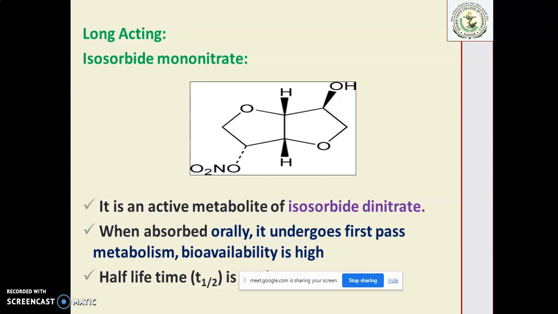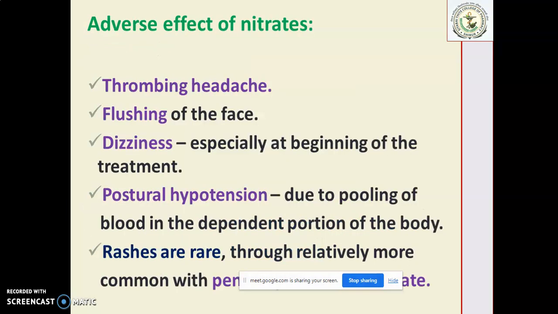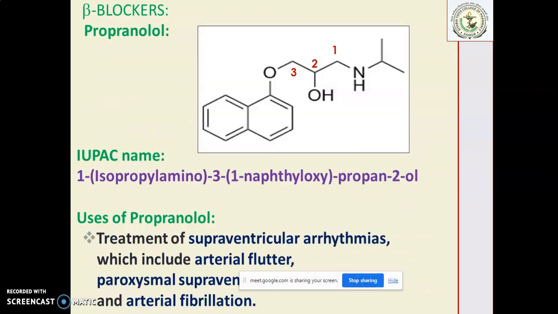When absorbed orally, it undergoes first pass metabolism. Bioavailability is high. Its half-life is given here so that long acting it is proved. Adverse effects of nitrates are common for all nitrates, that is throbbing headache, flushing or redness of the face, dizziness, postural hypotension and rashes are rare. Now moving towards actual lecture today, this was revision.